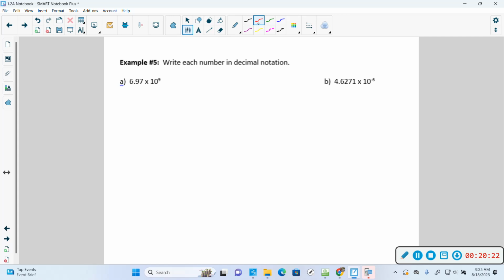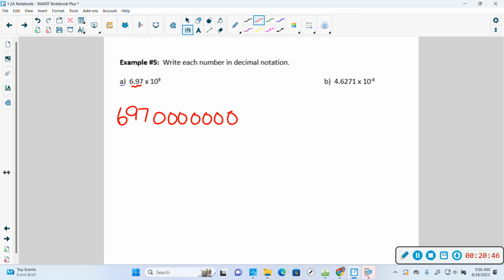Okay, we're going the opposite. Write each number in decimal notation. So they want you to expand it. Again, I regret using these big exponents. We're going to move it 9 to the right. So 1, 2, and then how many zeros are you going to need? 7, yeah. 5, 6, 7. Make sure I got them all on there.